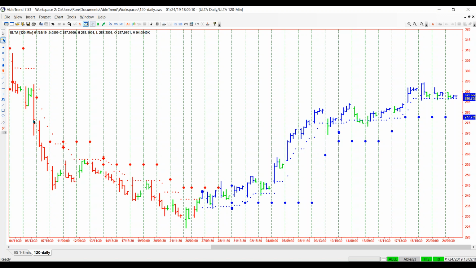Each one of these black lines is the new day. That's only like 6 days later. Picked up 35 points. 45 points. Wow, that's a lot of money.